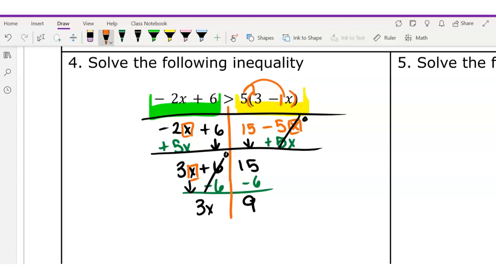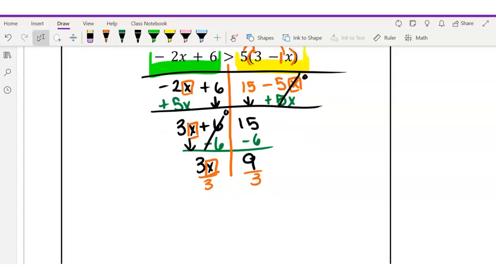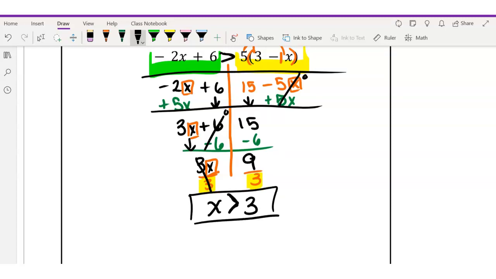And then we want to get that x by itself. It's attached to the 3 by multiplication, so the inverse is division. So let's divide each side by 3. And because this is a positive 3, we do not change that inequality. This gives us 1, so my inequality stays the same direction, and 9 divided by 3 is 3. So x is greater than 3.